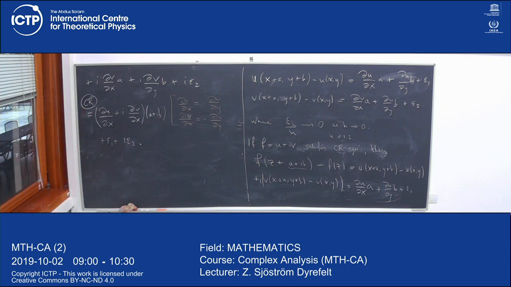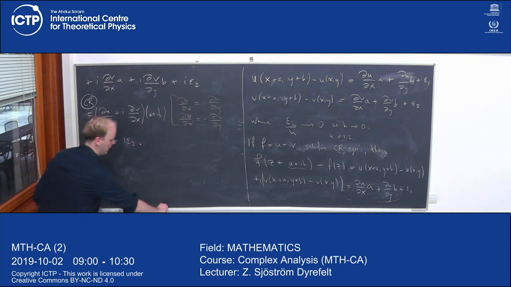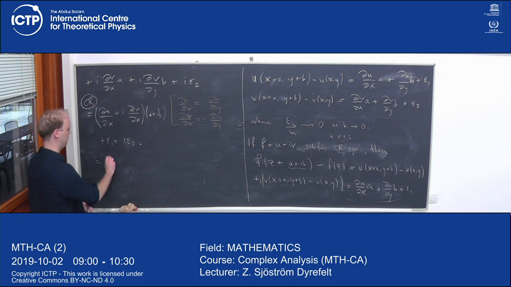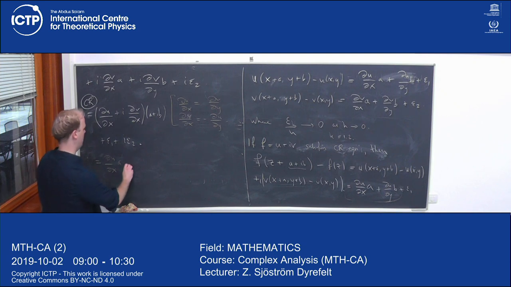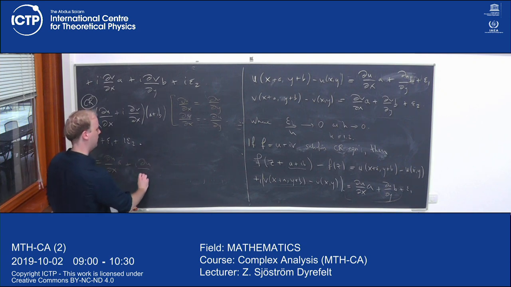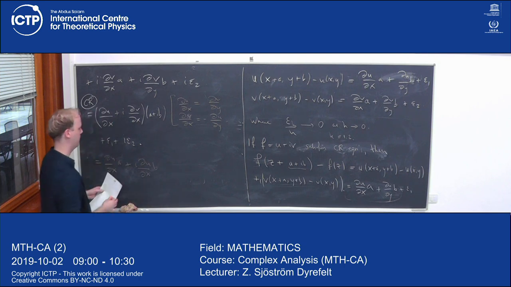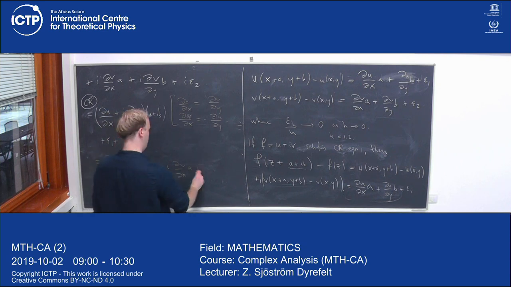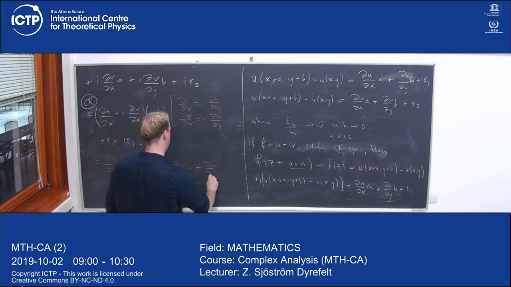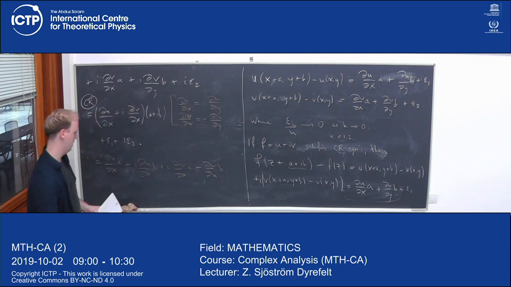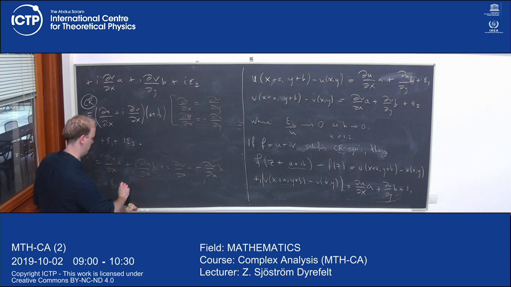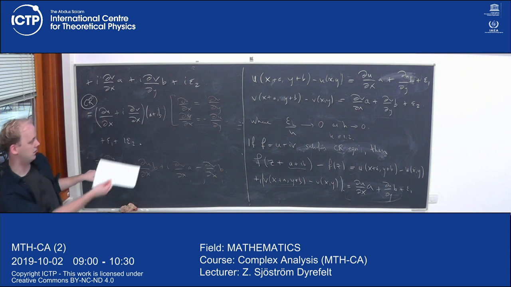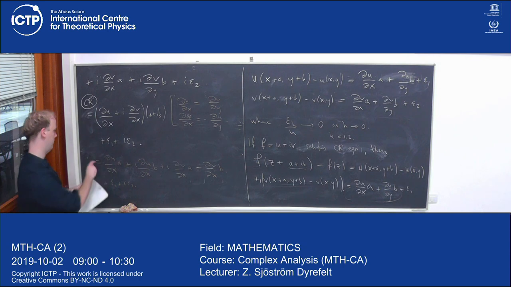I'm sorry for having you erase this. So let's see now why this is true. We can check it backwards. This is equal to partial u partial x times a, plus i partial u partial x times b, plus i partial v partial x times a, minus partial v partial x times b, and plus this remainder term. Now let's just check with the Cauchy-Riemann equations if this is true. So now we're checking.